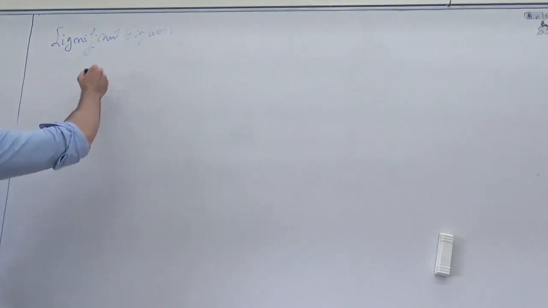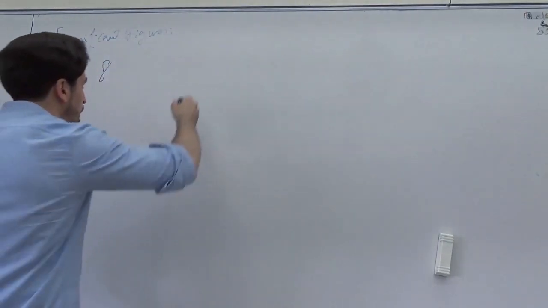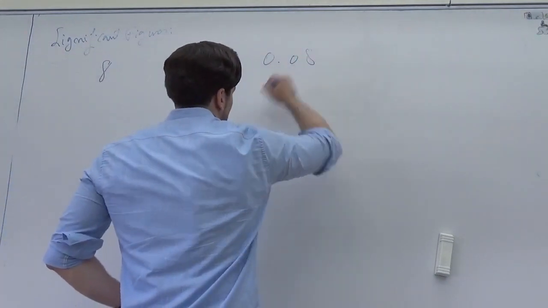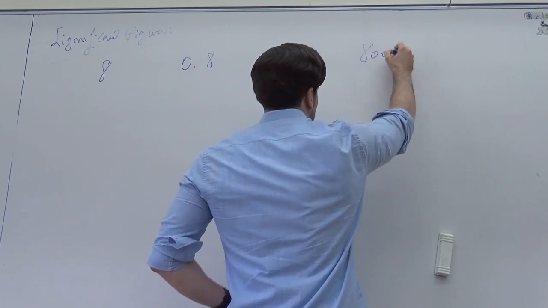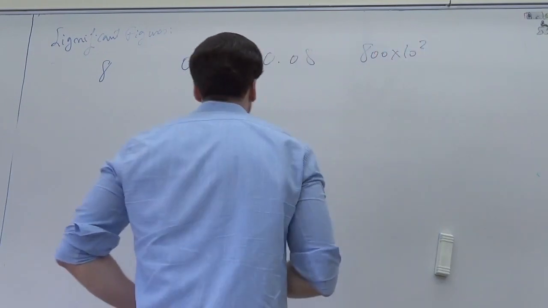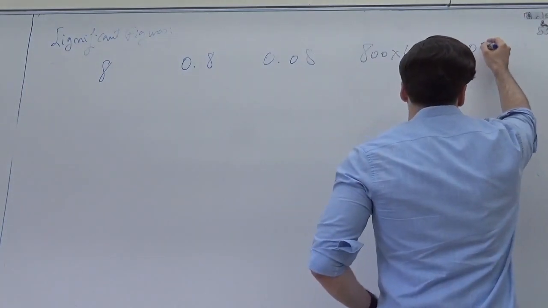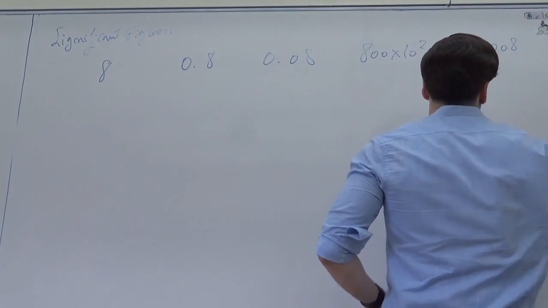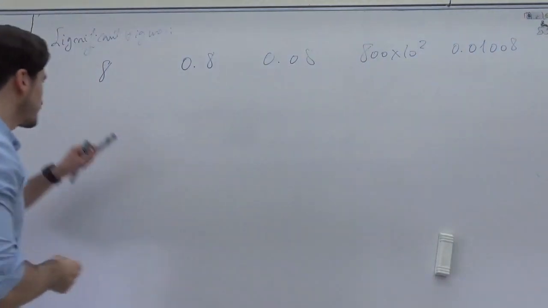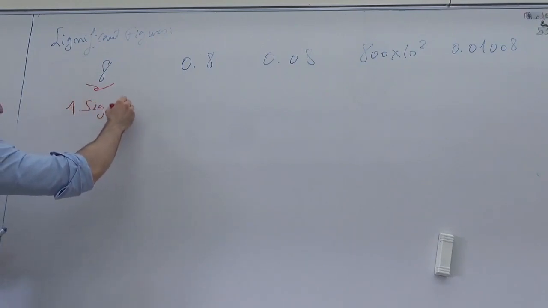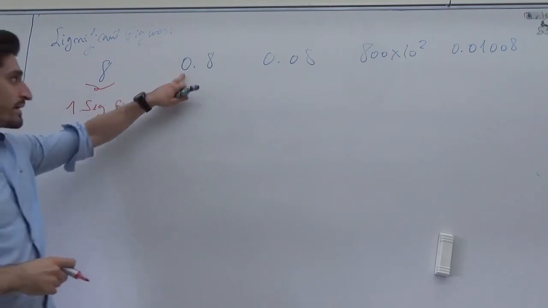So for example, let's consider 8, 0.8, 0.08, 800 times 10 to the power 2, and 0.01008. So starting with the first value over here. Since over here we have only one digit, which is 8, therefore we can say that that number consists of one significant figure. Over here we have 0.8.